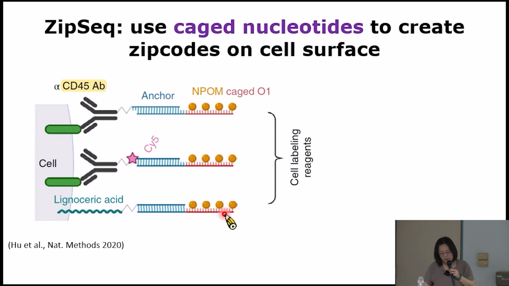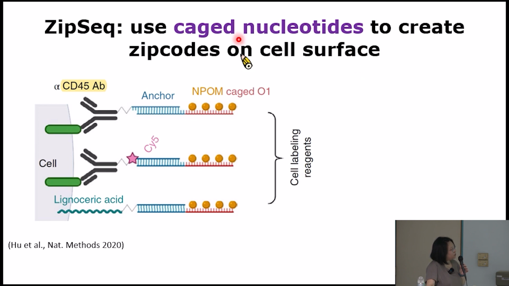Another method that has great potential is that you can use a different type of molecule, which is a caged nucleotide. In this paper that was published in 2020, the authors call this method zip-seq. The zip means that they're giving zip codes to the type of cells that they want to analyze. Okay, so this method uses caged nucleotides to do that.